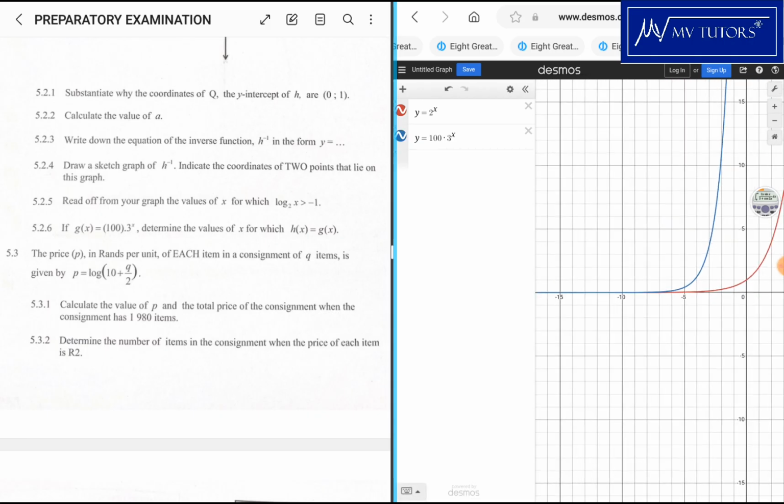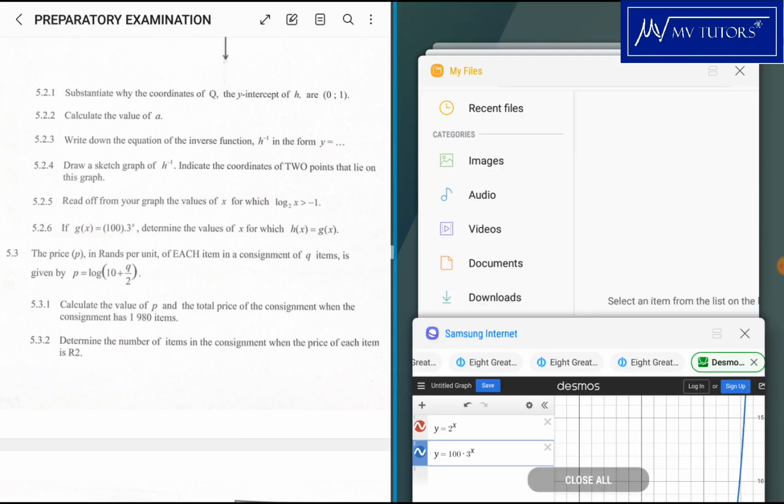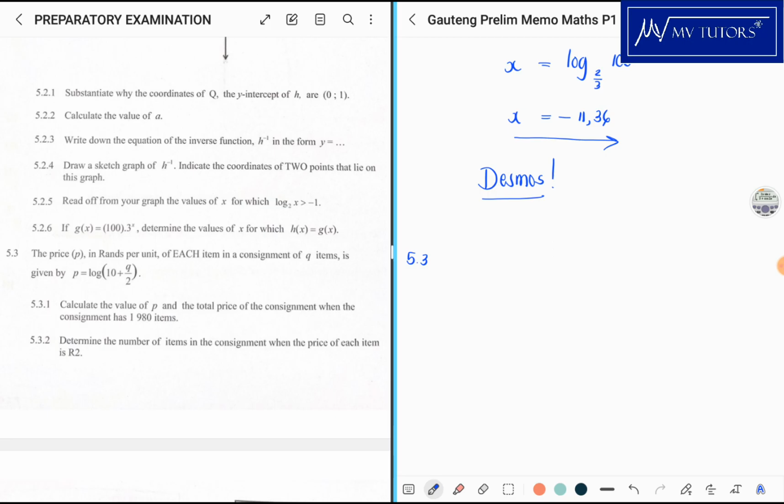And then where do they intersect? See where they intersect? There, at negative 11,36. Okay, so that's basically what I wanted to demonstrate for you guys. It helps to understand better. Okay, moving right along. So now we have the price P in rands per unit of each item in a consignment of Q items. Ooh, we're learning English here. What is consignment? Okay, and it's given by that formula. P is equal to log of 10 plus Q over 2.